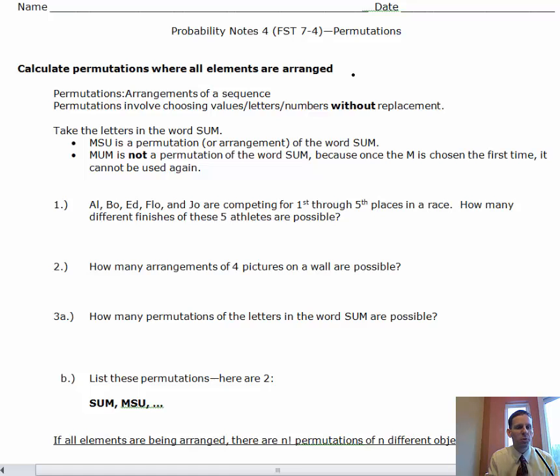Let's take a look at a few examples. In problem 1, Al, Bo, Ed, Flo, and Joe are competing for first through fifth places in a race. How many different finishes of these 5 athletes are possible? Well, we know that there are 5 different places these athletes could finish in.